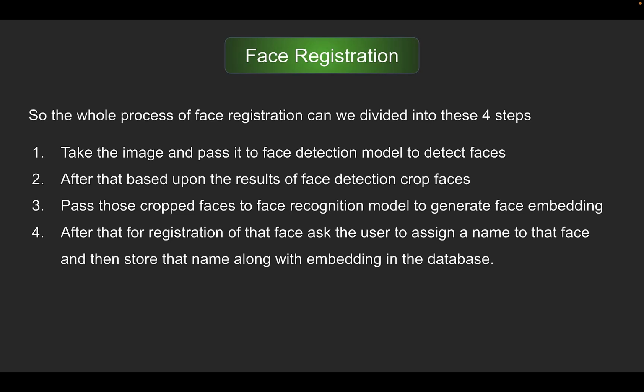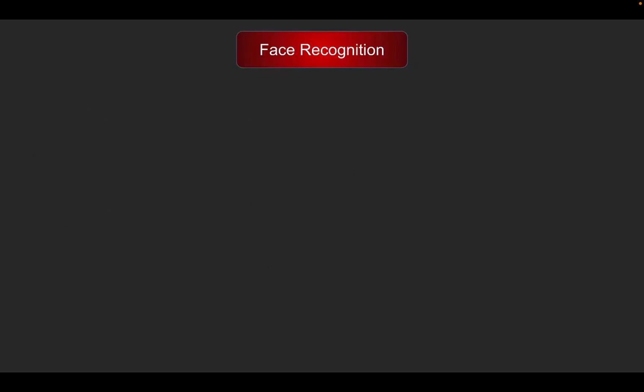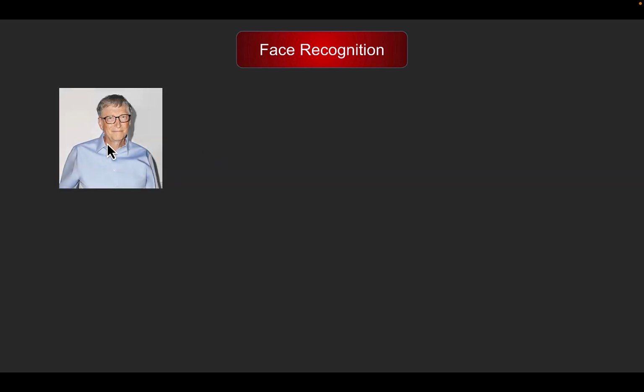So hopefully this is now clear for you. Now the second part of our facial recognition system is face recognition. The process of face recognition is similar to face registration, but there are only a few differences at the end. So let's understand it. After registering the face of Bill Gates, if we show some different image of Bill Gates to our facial recognition system, then it should recognize that image. So let's say we got this image and we are passing it to our facial recognition system.